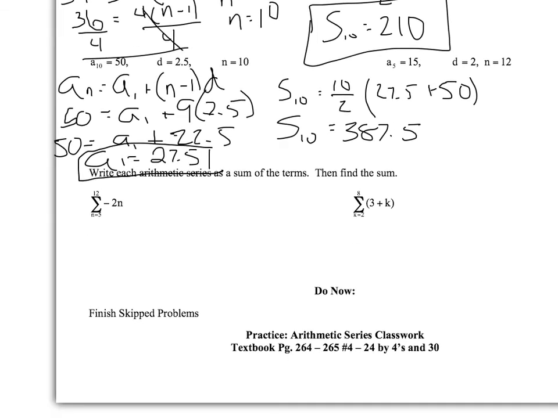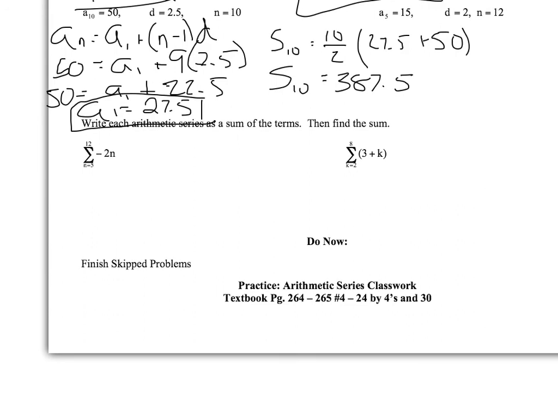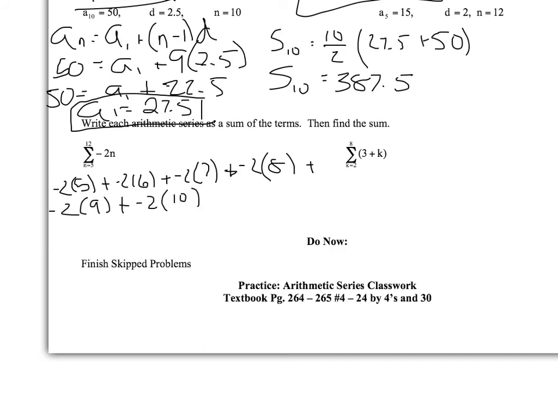The next one says, write the arithmetic series as a sum of the terms, then find the sum. Well, we actually don't even have to use that sum formula here. All it's asking us to do is plug in the numbers 5 through 12, but to show our work. So this is yesterday's stuff. So it's going to be negative 2 times 5, plus negative 2 times 6, plus negative 2 times 7, plus negative 2 times 8, plus negative 2 times 9, plus negative 2 times 10, plus negative 2 times 11, plus negative 2 times 12. It does want you to list out the numbers, so just make sure you actually do that.